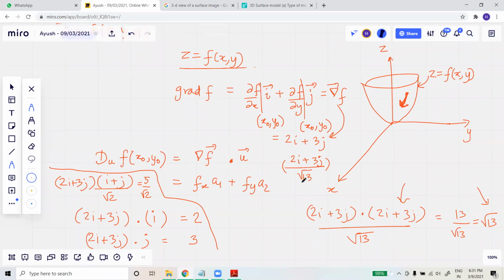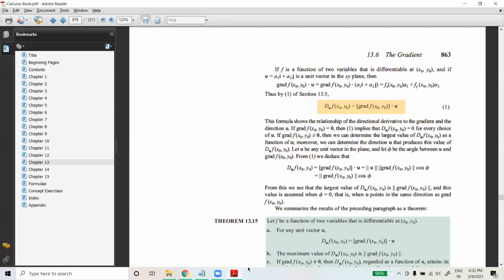So what you can interpret is that the direction of the gradient is the direction of the maximum directional derivative. The direction of the gradient will give you that direction in which the derivative is maximum, in which the change in z is maximum. If the change in z is maximum in this direction, that is the gradient direction.